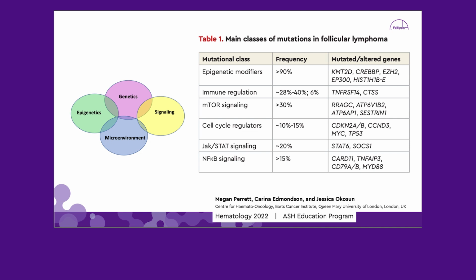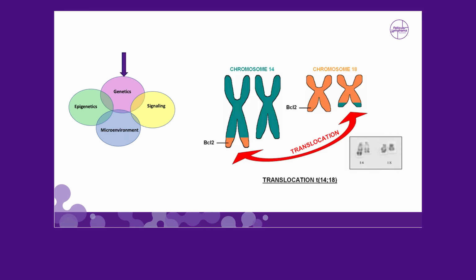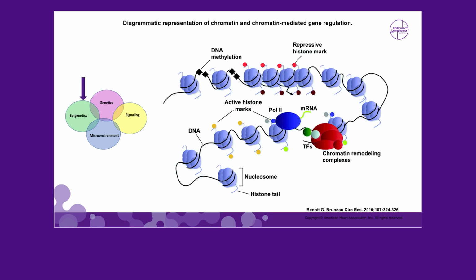And it's easy to remember this primitive scheme: the origin of follicular lymphoma is due to genetics, epigenetics, signaling, and microenvironment. So the genetics is the classic 14;18 translocation with BCL2 activation. And then there is epigenetics, which is very, very important. In the vast majority of follicular lymphoma, you'll usually find more than one mutation in epigenetic regulators.